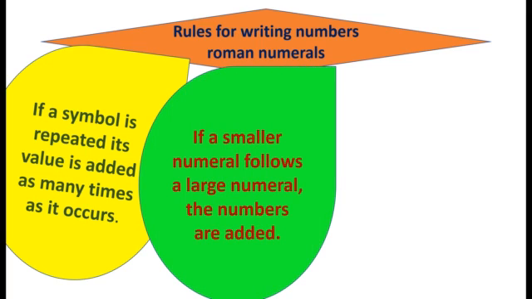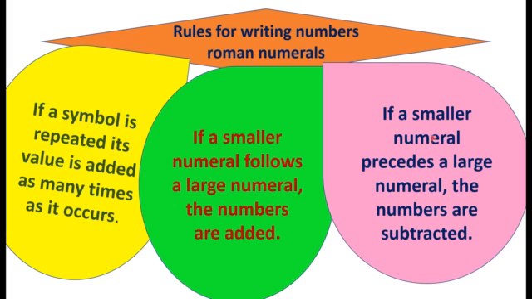The second rule says if a smaller numeral follows a large numeral, the numbers are added. That means a large numeral is there and then the smaller numeral comes after it, so we add both the values. The third rule says if a smaller numeral precedes a large numeral, the numbers are subtracted. Precedes means the smaller numeral comes before and then comes the large numeral. Then we subtract the smaller one from the large numeral.